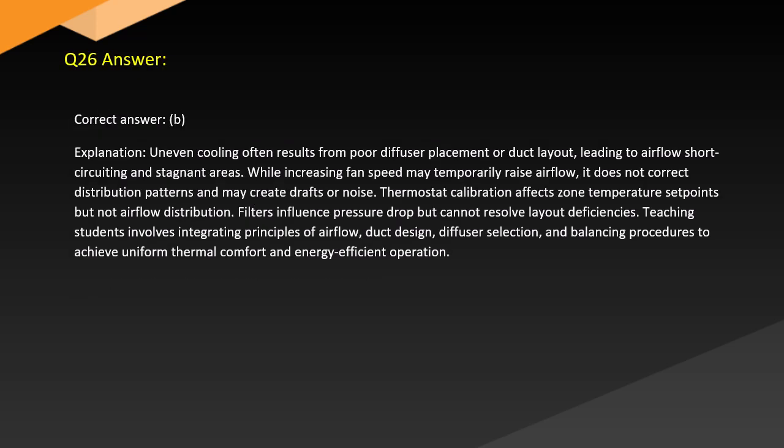Answer. Correct answer, B. Explanation. Uneven cooling often results from poor diffuser placement or duct layout, leading to airflow short-circuiting and stagnant areas. While increasing fan speed may temporarily raise airflow, it does not correct distribution patterns and may create drafts or noise. Thermostat calibration affects zone temperature set points but not airflow distribution. Filters influence pressure drop but cannot resolve layout deficiencies. Teaching students involves integrating principles of airflow, duct design, diffuser selection, and balancing procedures to achieve uniform thermal comfort and energy-efficient operation.